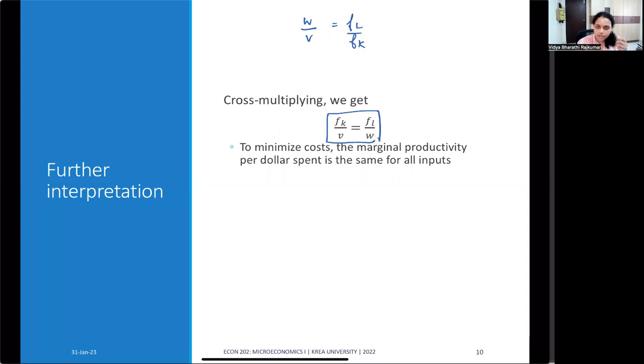Well, for a firm to be cost minimizing, these ratios have to be equalized across all inputs. So the marginal productivity that I get from that input, for every dollar that I spend on that input, this ratio should be the same for all inputs. What happens if that were not the case?